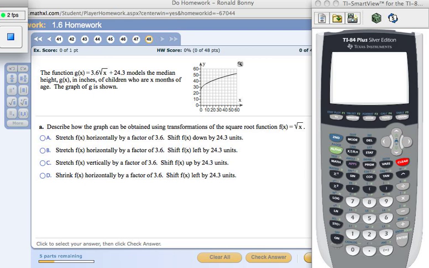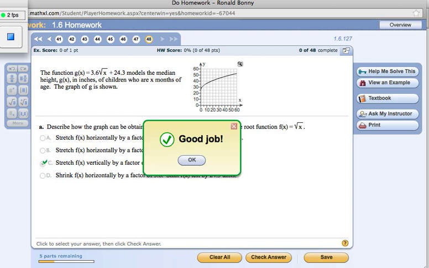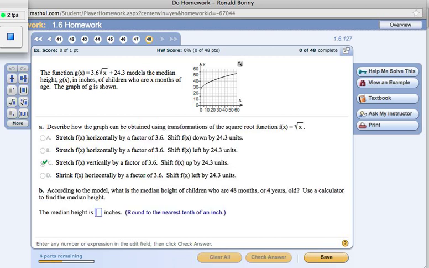So when you add a number and it is not inside the radical, it causes the graph to move vertically. This is a positive number, so the graph will move up 24.3 units. Therefore, since the graph is going to move up 24.3 units, remember we said it was going to start here, but now it's going to move up 24.3 units, we know that the answer can only be choice C, because C is the only one that shows us that the graph moves up 24.3 units. So let me press enter there, and of course it says that's the correct answer.